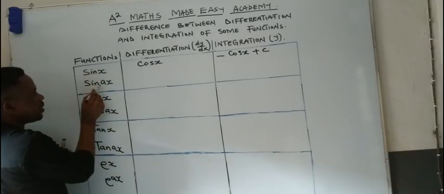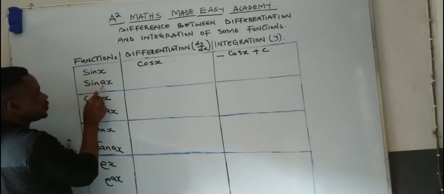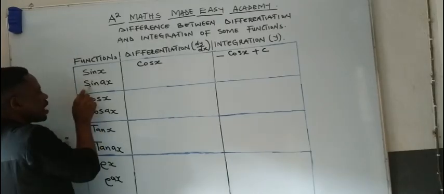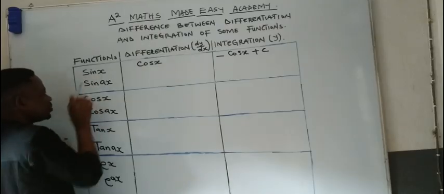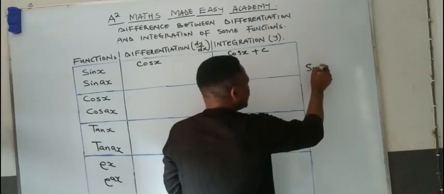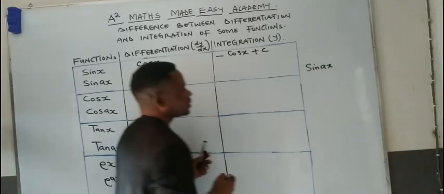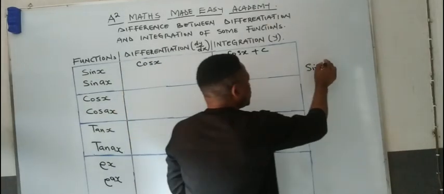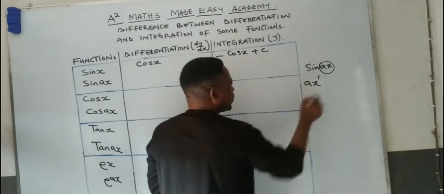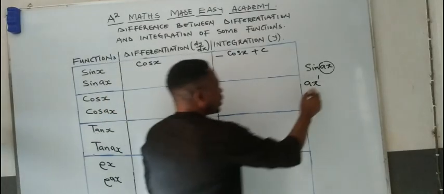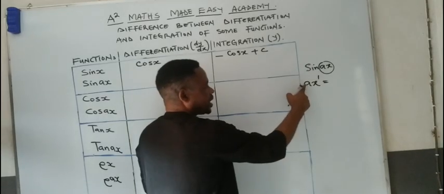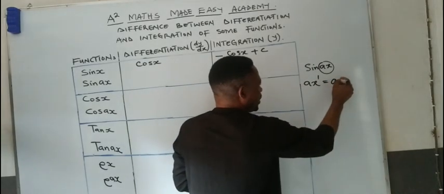But what if there is another value added to the x, which is a coefficient? Here the coefficient of x is a. So we have sine of ax, and they ask you to differentiate. How do you do it? It is very simple. If you are given sine ax, the first thing you are going to do is to differentiate ax. This is ax raised to the power 1, and the rule of differentiation says use the power to multiply the base. So 1 times a will give me a x.